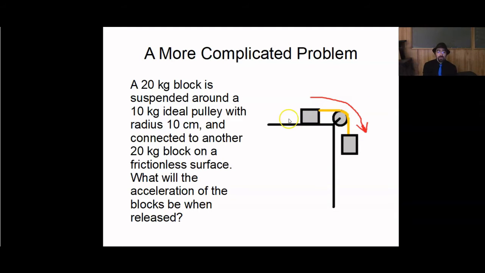And that's connected to another block, also 20 kilograms, on a frictionless surface. They're initially held steady and then released. What will the acceleration of this system be? When you say acceleration of the block, that means this one's going to be moving down with some speed and some acceleration. This one's going to be moving to the right with some speed and some acceleration. What will that acceleration be?